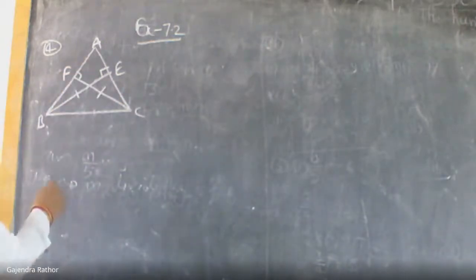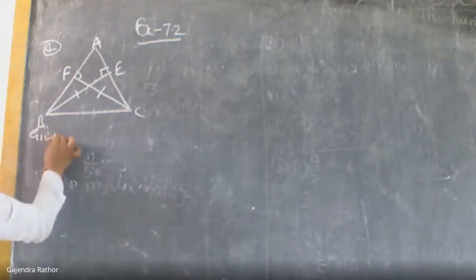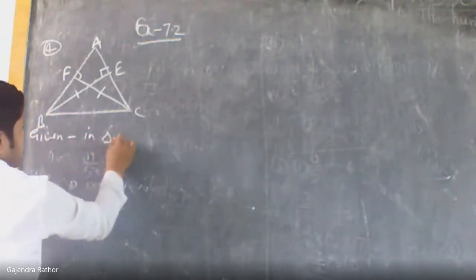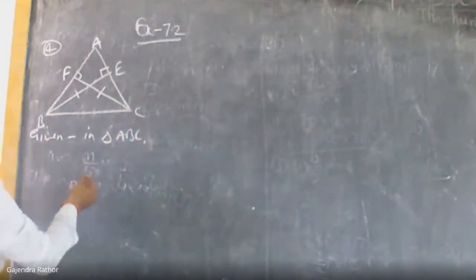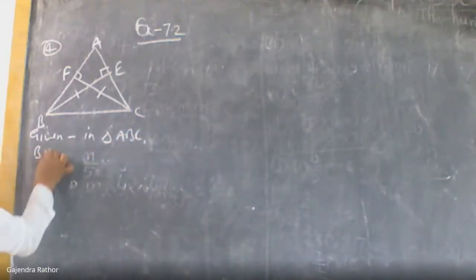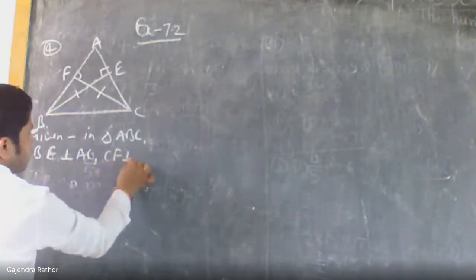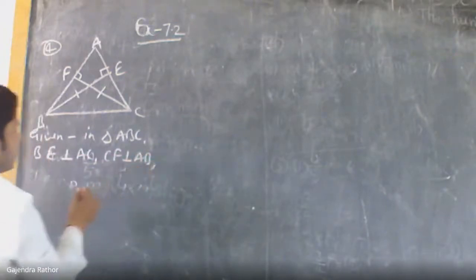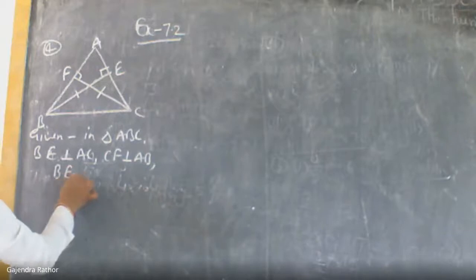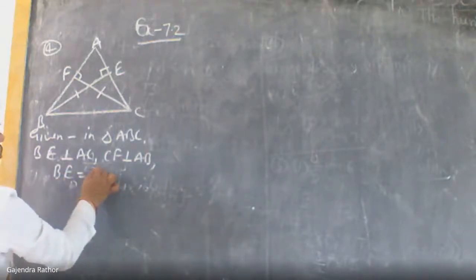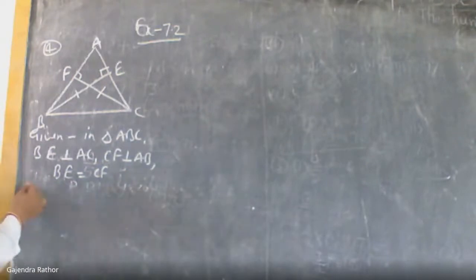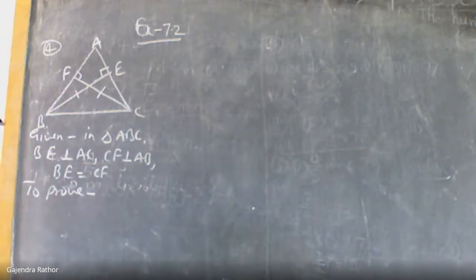So first we will write the given. In triangle ABC, BE is perpendicular to AC and CF is perpendicular to AB, and BE is equal to CF. Next, we have to prove triangle ABE is congruent to triangle ACF.